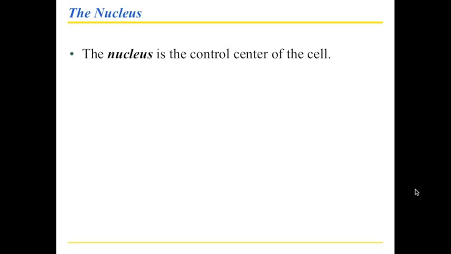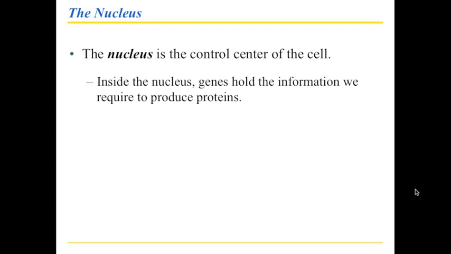You know what control centers do. For example, air traffic control, that's a control center. Or perhaps the police station is a control center of certain types. So there is important information there. The movers and shakers to some degree that make things work or that keep us safe, those are the kind of things that are the control center. And the nucleus has that capacity because in it, it has information. It has information in genes on the DNA, and we need that information to produce proteins.